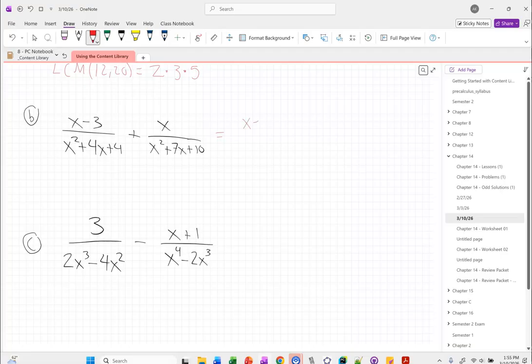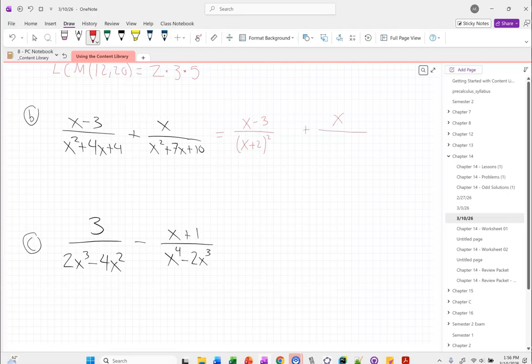Obviously, x minus 3, that's prime. Nothing to do there, right? x squared plus 4x plus 4. How does that factor? x plus 2, x plus 2. x plus 2 times x plus 2. I'm going to write that as x plus 2 squared, because it'll make it easier when I build my least common multiple here in a moment to write it that way. Is everybody okay?